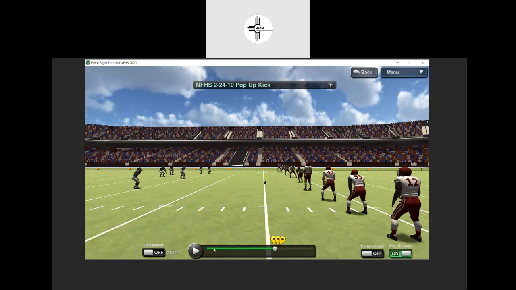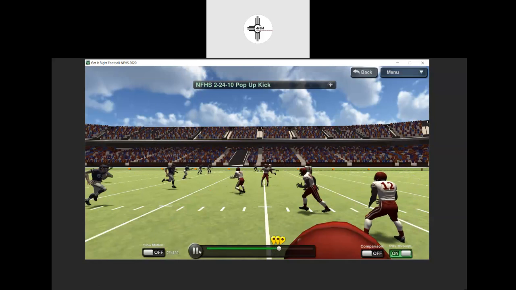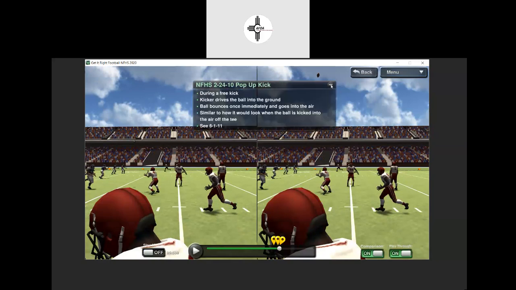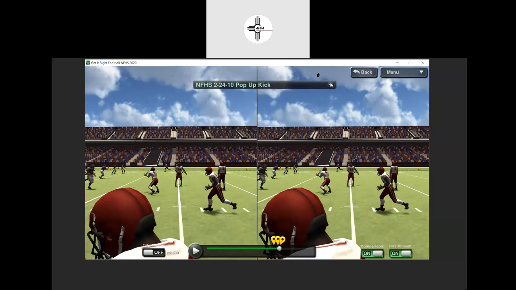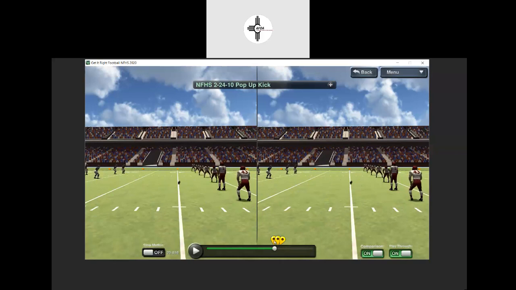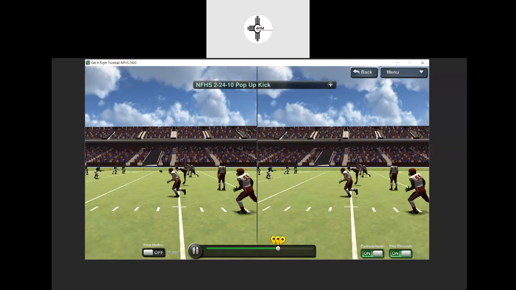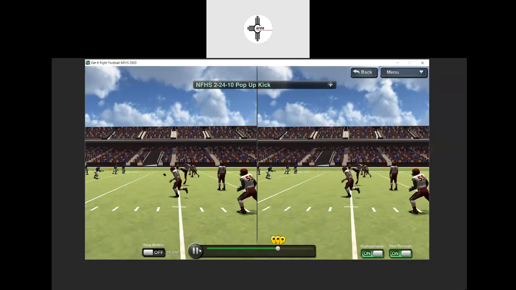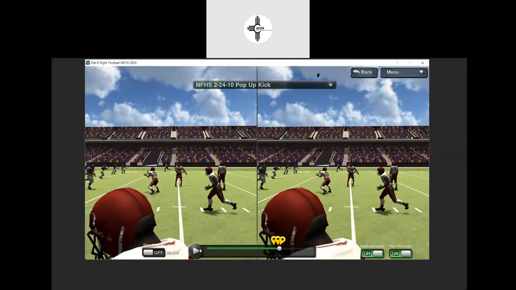You watch closely. That ball's going to get kicked into the ground and then go up into the air. And the way that the Federation has the rule written is if that ball is going immediately into the air, similar to how it would look if the ball was kicked into the air right off the tee. So how does that look? If you look at the right side here, they're kicking that ball straight up. Some places call that a pooch kick. So you see that. And on the left, you're going to see them bounce it off. So the way the rule is written, it does not say how high that ball has to go.